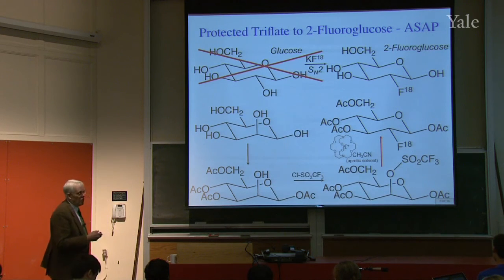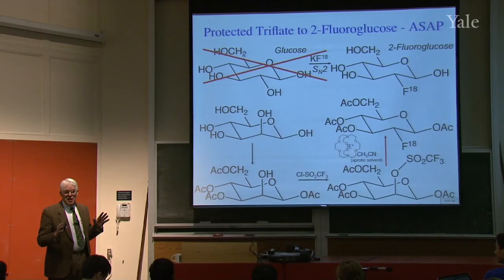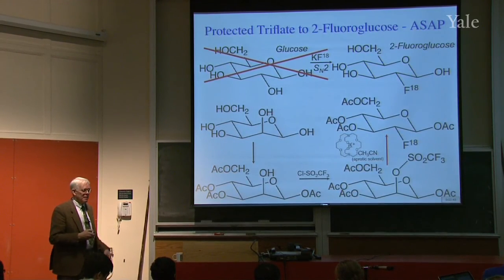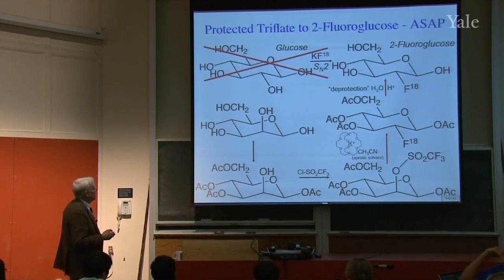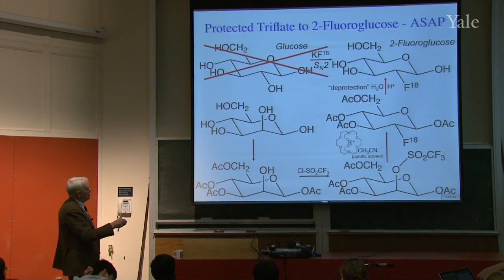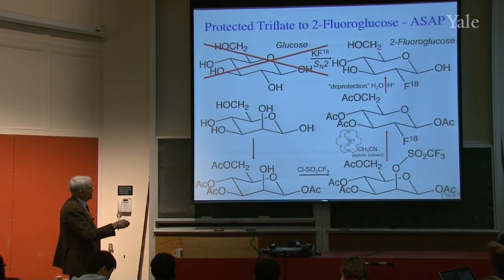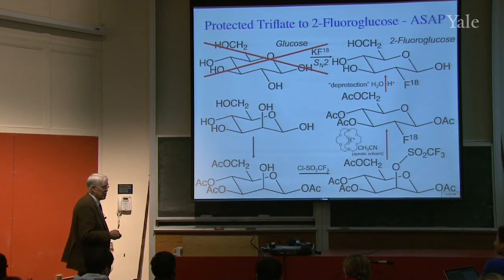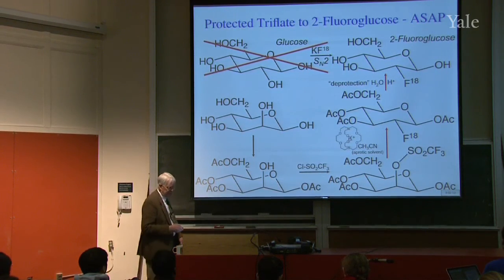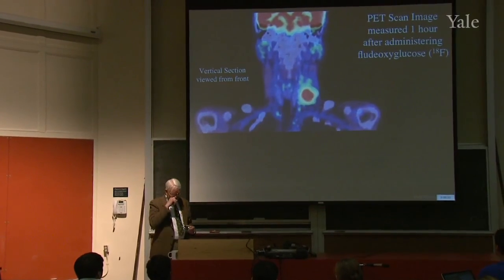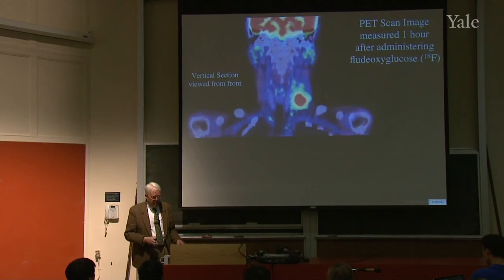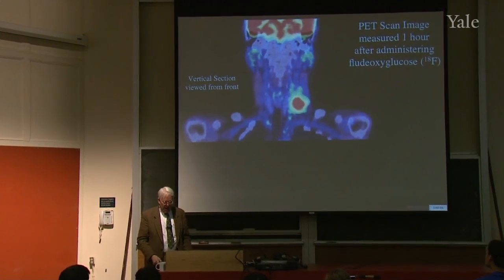So it's all about using these ideas to figure out how to tune the SN2 reaction to make it as efficient as possible. And of course, there's one more step. You have to then take off these acetate groups, but you can do that just by treating it with water and acid. And here's an example of a PET scan image that's measured 1 hour after administering.